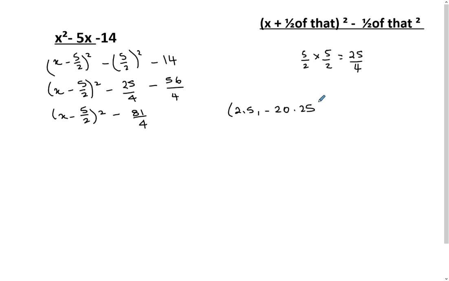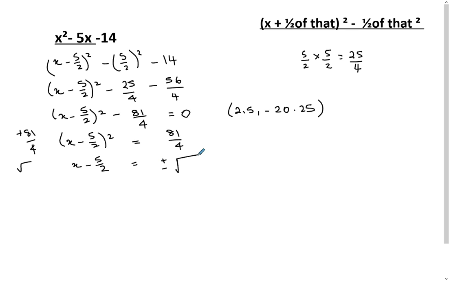Okay, all right, let's go solve. So we add the 81 over 4, and you've got x minus 5 over 2 all squared equals 81 over 4. Square root both sides. You've got x minus 5 over 2 equals plus or minus the square root of 81 over 4, which is plus or minus 9 over 2, which is plus or minus 4.5.